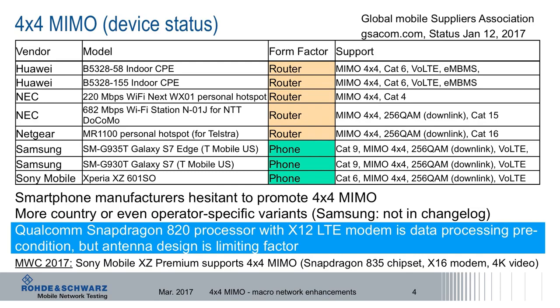This is very difficult, and the processor, here the Snapdragon 820 for example with the X12 LTE modem, is just the data processing precondition, but the antenna design is the limiting factor. Mobile World Congress 2017 in Barcelona shows another newcomer here, the Sony Mobile XZ Premium. This supports 4x4 MIMO now as well. So we expect that this 4x4 MIMO ecosystem will grow and grow as time passes.